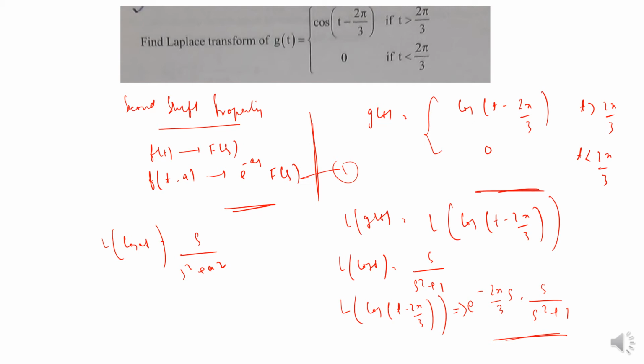I hope this is understood. Nothing: if f of t gets transformed to f of s, then f of t minus a gets transformed to e power minus as f of s. So here a is 2 pi by 3. So the same thing I have written, e power minus 2 pi by 3 into s by s square plus 1. I hope this is clear. This is called the second shifting property.